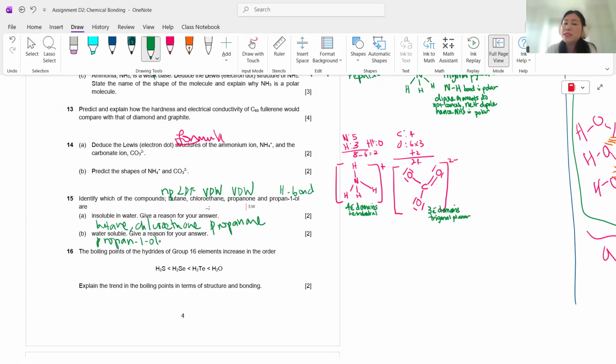Okay, so then the reasons will be that propan-1-ol is able to form hydrogen bond with water and therefore is able to overcome the existing solvent and solute interactions. Whereas for butane, chloroethane, and propanone, what we can say is that they are only able to form van der Waals or London dispersion forces with water, and hence the energy given out is not able to overcome the existing interactions in the solute and the solvent. Okay, I think that would be enough as the answer, but of course I will post you the model answer, which may elaborate everything in greater detail, but that's the idea behind it. Okay, so that's all for question 15.